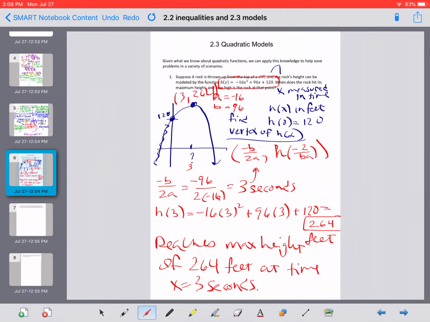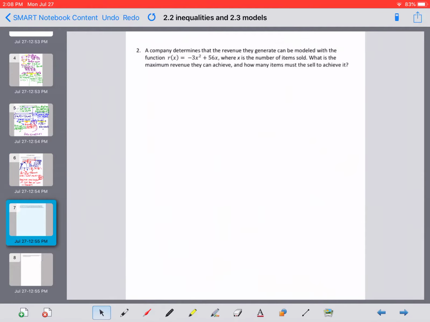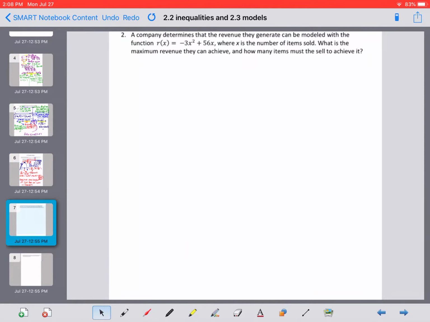Okay, so this would be an example of a projectile problem. Let's do a different kind of application problem. This time we're going to say that a company determines that the revenue that they generate can be modeled with the function r of x equals negative 3x squared plus 56x, where x is the number of items sold. What's the maximum revenue that they can achieve, and how many items must they sell to achieve it?